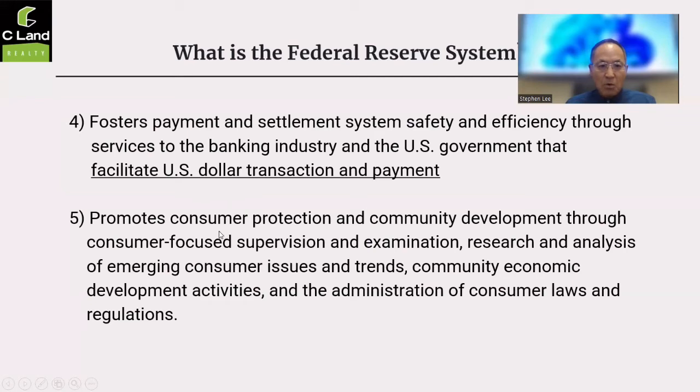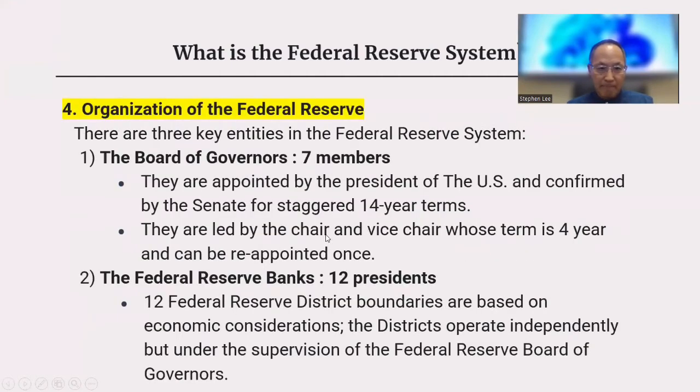Number 5, promotes consumer protection and community development through consumer-focused supervision and examination, research and analysis of emerging consumer issues and trends, community economic development activities, and administration of consumer laws and regulations. It sounds all good. So, in other words, they are the good guy, the Federal Reserve System, simply saying.